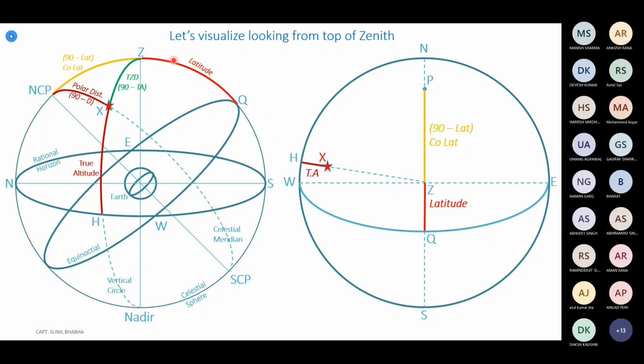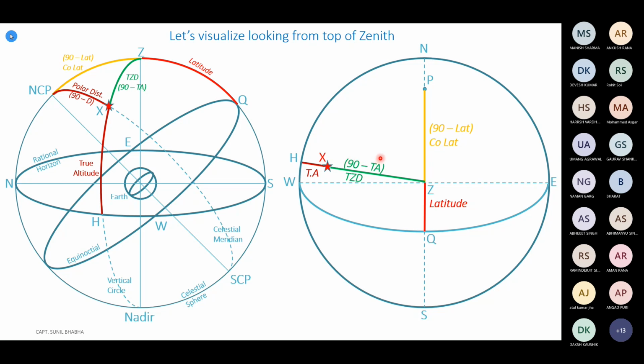Now going back to the celestial sphere diagram, you see Z to X. This is the true zenith distance of the body, which is 90 minus true altitude. So let's show it here, Z to X. Let's highlight it also with the green color. You see Z to X is the true zenith distance of the body, and it is equal to 90 minus true altitude.